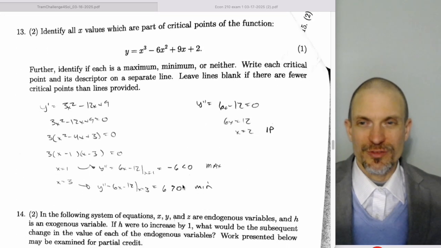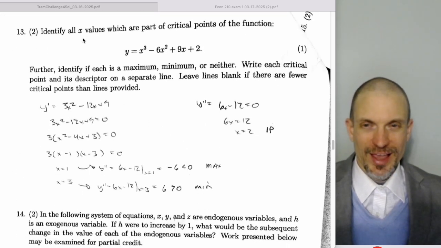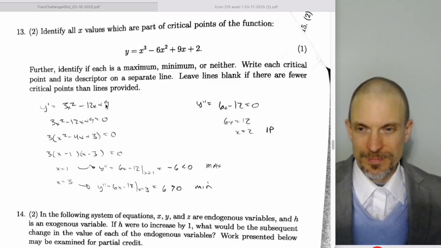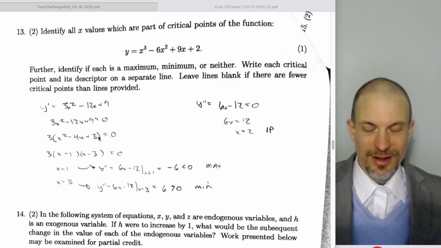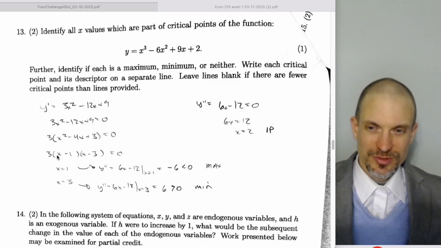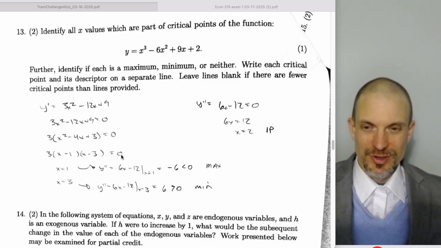Identify all x values that are part of critical points of this function, and then identify if they're max, min, or neither. So my derivative here is going to be 3x squared minus 12x plus 9. I've got to factor out this 3, and then I've got x squared minus 4x plus 3. I want to factor this because the values that make this equal to 0 are going to be my critical points.